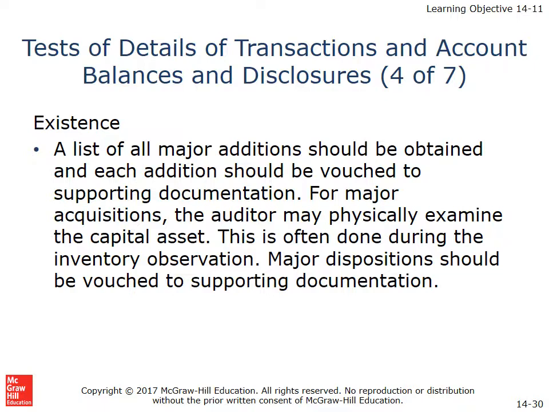When we're testing existence, we want to make sure there's a list of all major additions, and each addition should be vouched to supporting documentation. For major acquisitions, the auditor may physically examine the capital asset. This is often done during the inventory observation. Any major disposition should be vouched to supporting documentation.